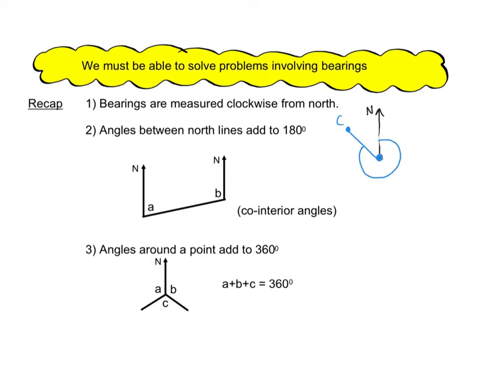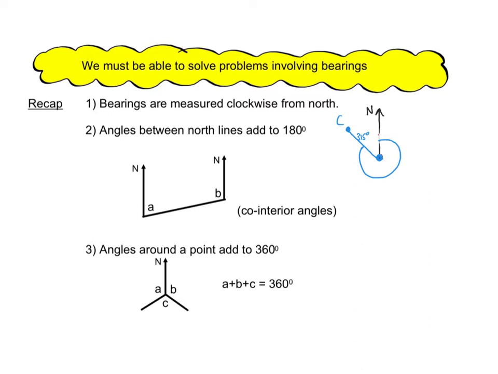Now, we know that this is 000 degrees, 090, 180 for south, 270 for west, 270 degrees in other words, and this is about an extra 45, so let's say that's round about 315 degrees. So the bearing to C from my point at the bottom of the line there would be 315 degrees.